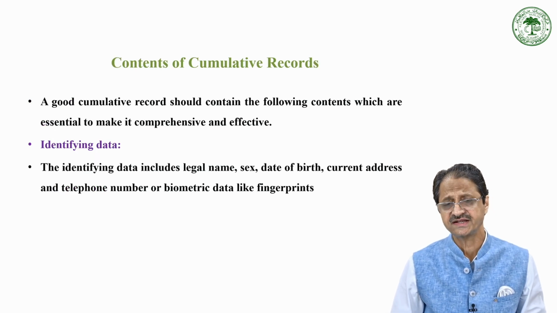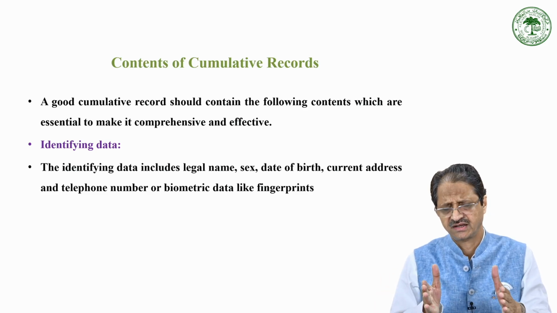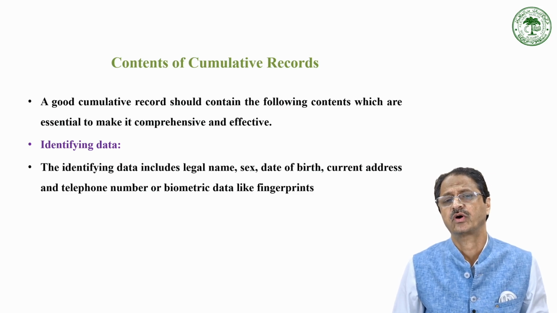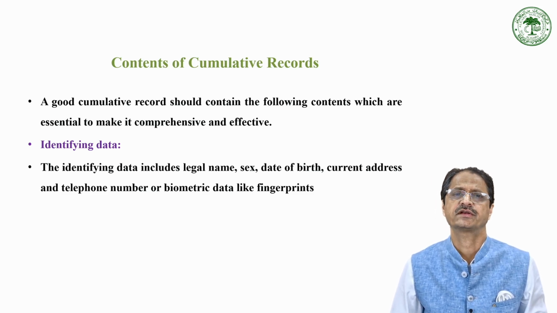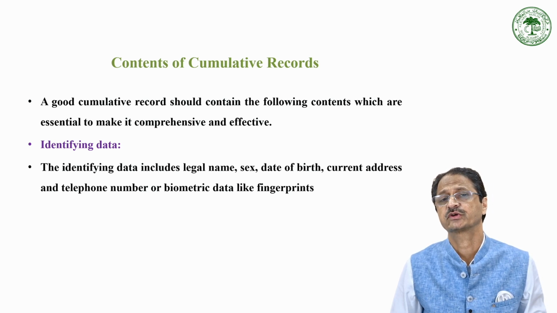So let us analyze the content of the cumulative record. What content is incorporated in that, in a little bit of detail. A good cumulative record should contain the following contents which are essential to make it comprehensive and effective. When we are talking about the contents of the cumulative record, it basically gives an idea of what kind of information we need to collect and store or file in our cumulative record.